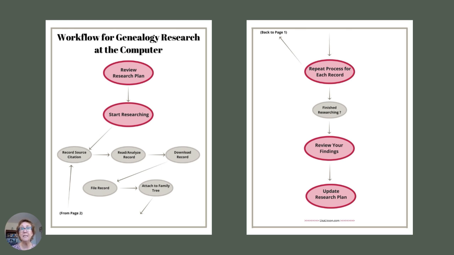Now, at this point, I'm going to download it. And again, guys, this is when I'm researching on the computer. I have a separate workflow for when I'm actually researching on site, but I wanted to give you a sample. I download the record. I go out, file the record where I need it to be. So I named it and I filed it in the appropriate place. And then I attach it to my family tree.